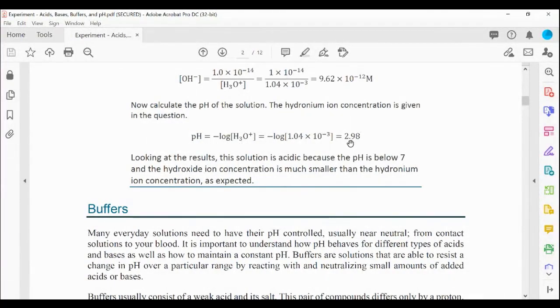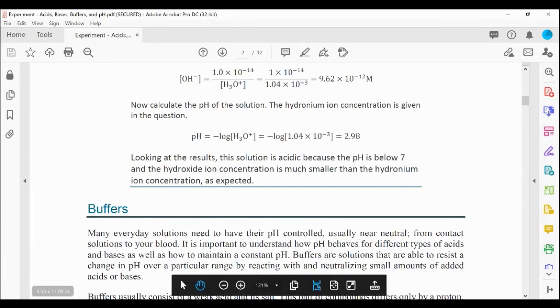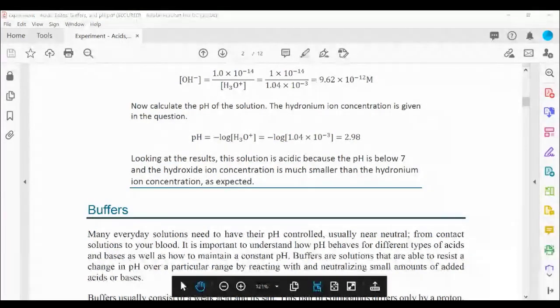And now to calculate the pH, they are just using the definition, minus log of the concentration of hydronium, and they get a number that is 2.98. Again, it's showing us that the solution is acidic because the pH is below 7. And the hydroxide ion concentration is much smaller than the hydronium ion in the solution. Let me go back so I can see if there are questions here. Do you have any questions?